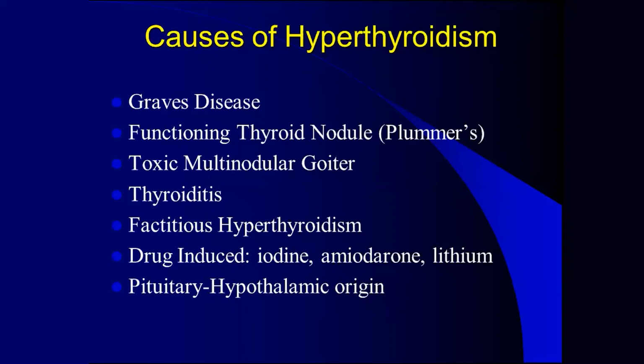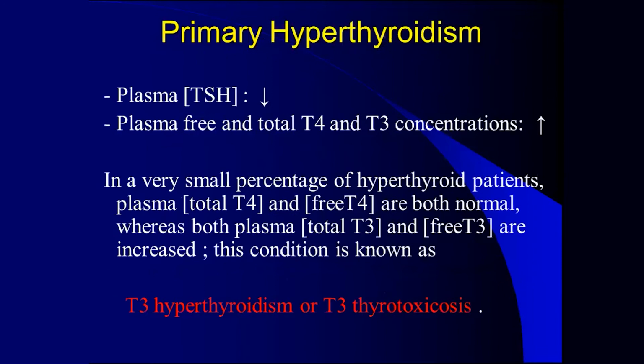hypothalamic origin. So first, coming to primary hyperthyroidism, which is the most common form of hyperthyroidism, the TSH values are low and the FT3 and the FT4 values are increased. In a very small percentage of these hyperthyroid patients, the total T4 and FT4 values are both normal, but instead we see an elevation of the FT3 or the total T3 values. This condition is known as T3 hyperthyroidism or T3 thyrotoxicosis.